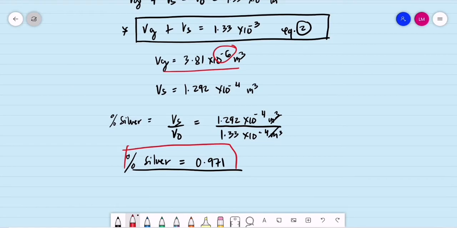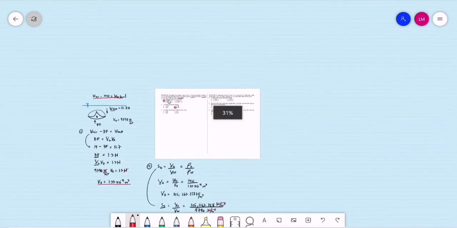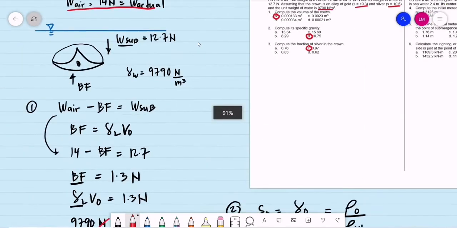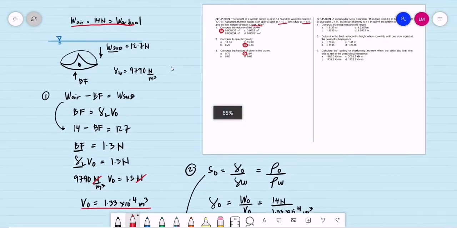Check natin sa choices for question number 3. 0.971. We have the closest value 0.97. Letter C. So ito yung case ng buoyancy na yung object ay fully submerged.